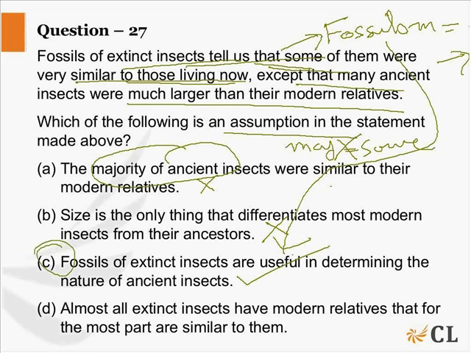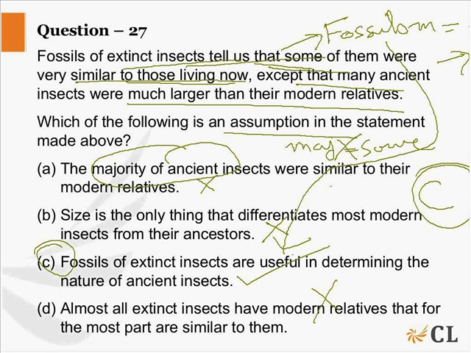But again, I said we'll eliminate all the answer choices. Option D: almost all extinct insects have modern relatives that for the most part are similar to them. No, we do not know. Almost all? No, there he was talking about some. So D also is not your answer. C becomes your correct answer choice. I hope it is clear, Mr. Reddy. Please say why B is not the answer.